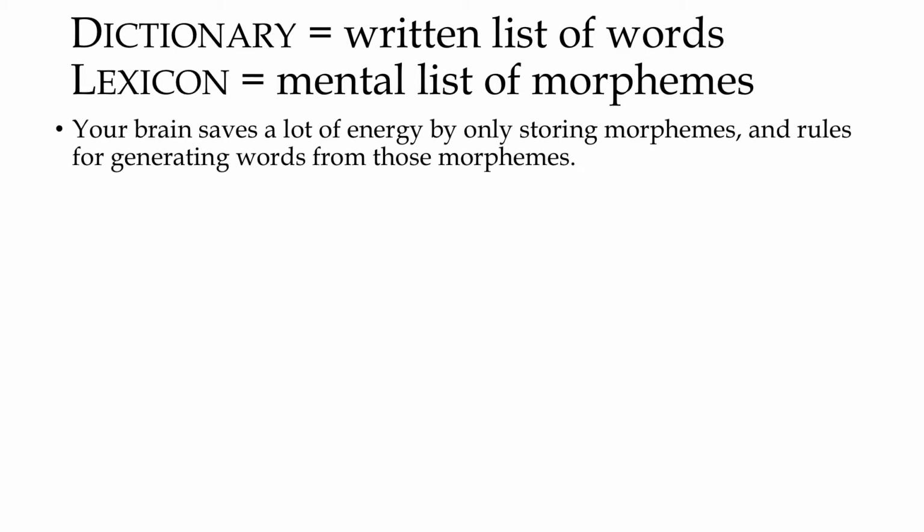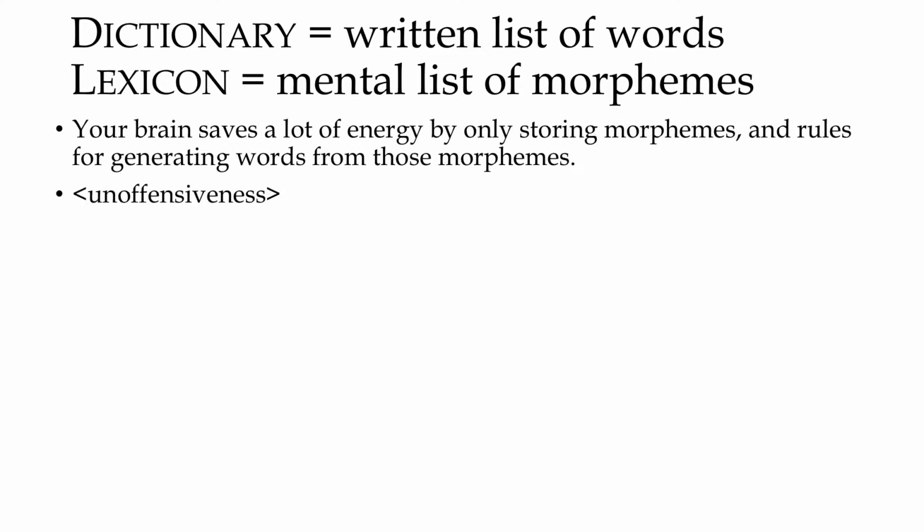And your brain saves a lot of energy by only storing morphemes, because the language will have far fewer morphemes than it will have words. So if you have just the morphemes of a language, and then you have some predictable rules that you could use to combine those morphemes into these words, into these combinations, you can save a lot of energy. So a dictionary would have far more entries in it than someone's mind actually would have.